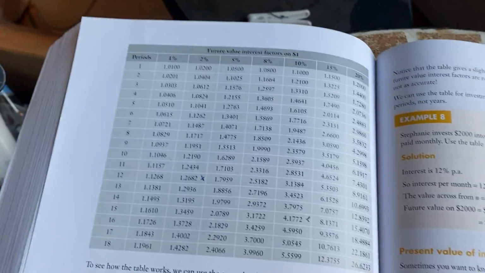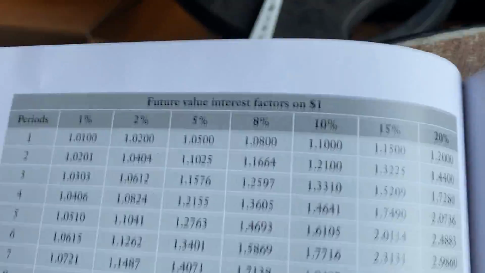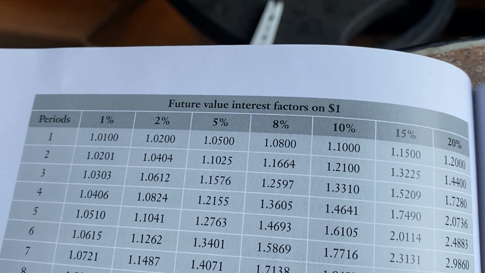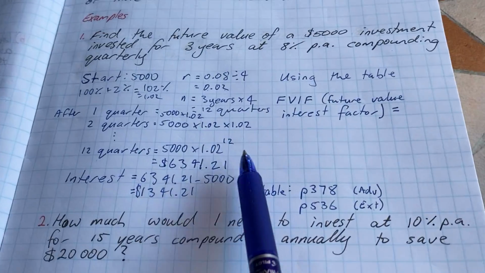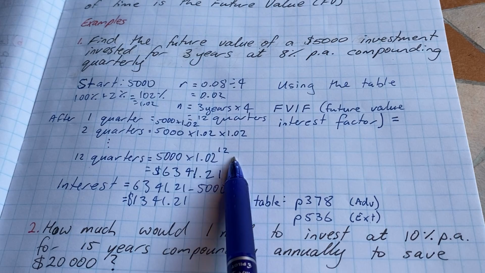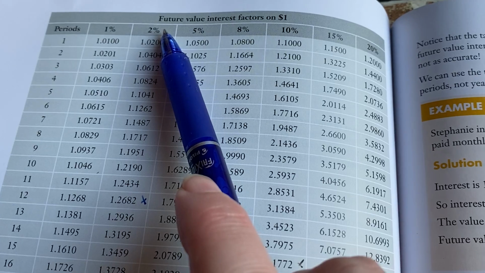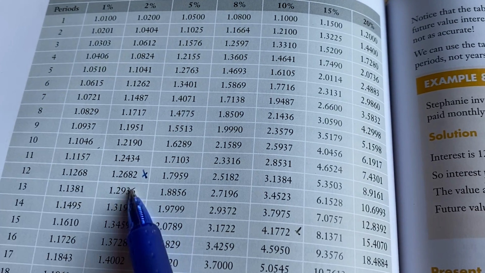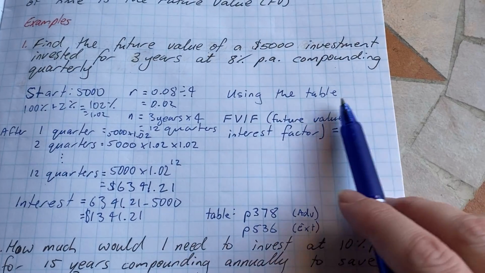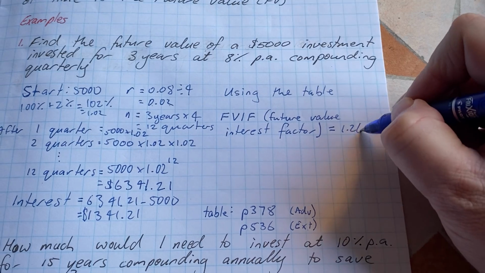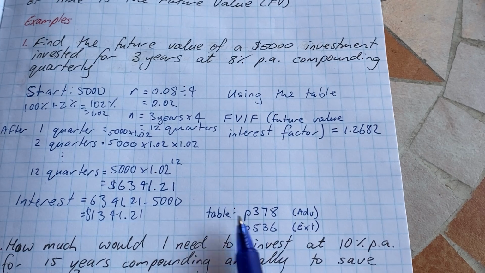Okay, we can also do that using a table. Now your textbook provides you with this table, and an exam may give you this table as well. That is a table of future value interest factors. Now essentially what that is, these numbers, are just this. Okay, so the one we're looking for here is when we have 2% for 12 quarters. So this number right here, 1.2682. So our future value interest factor is 1.2682. So that's the same as this, just rounded off to 4 decimal places.